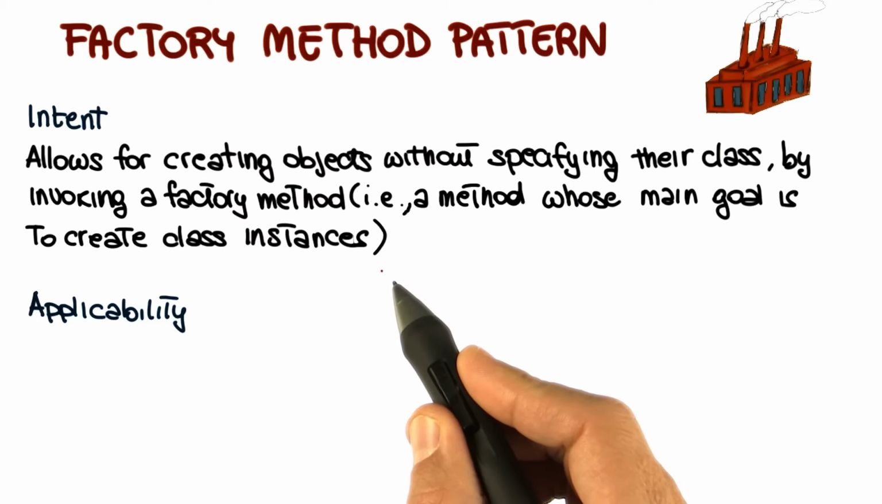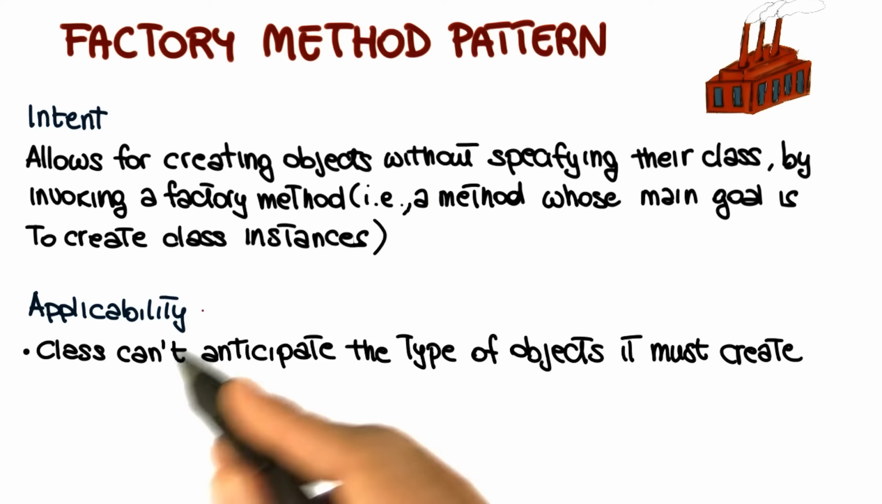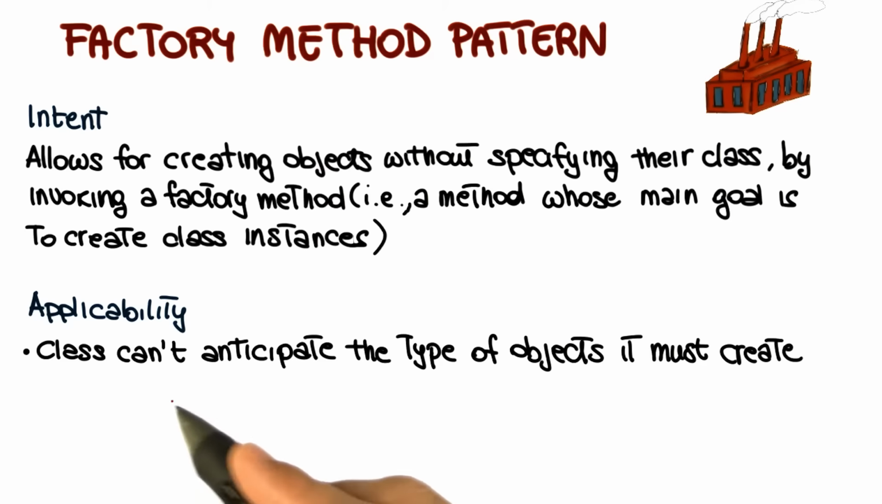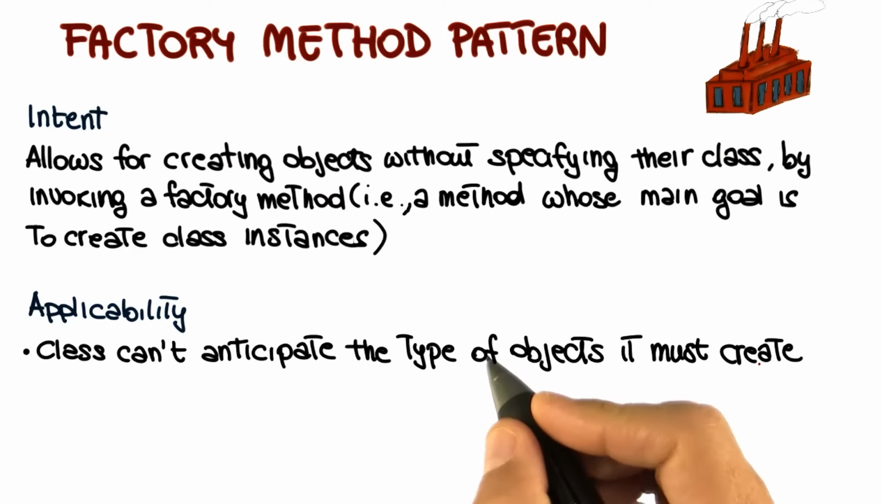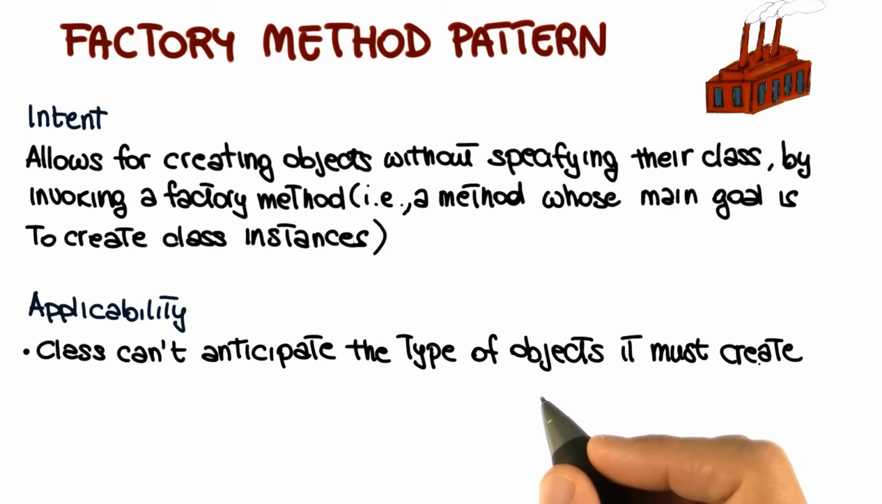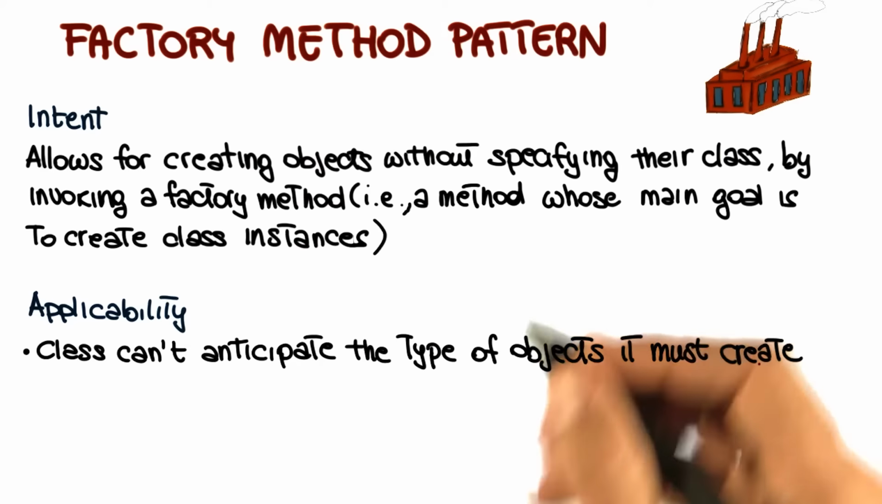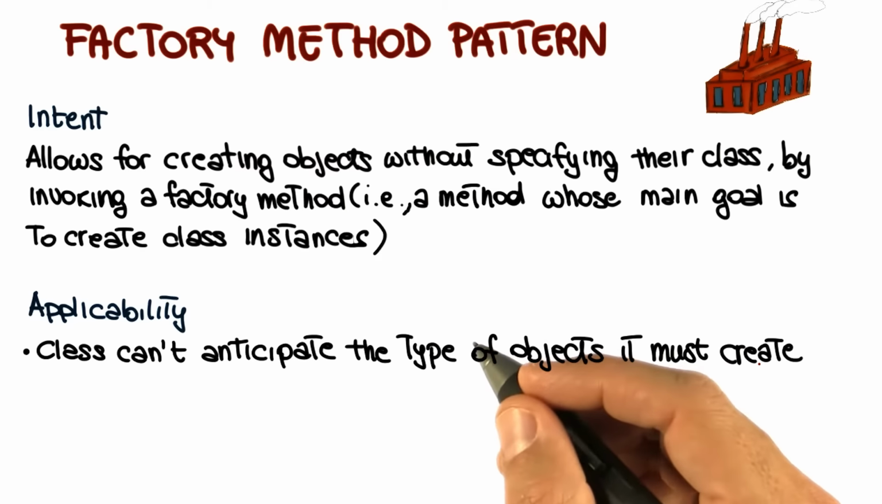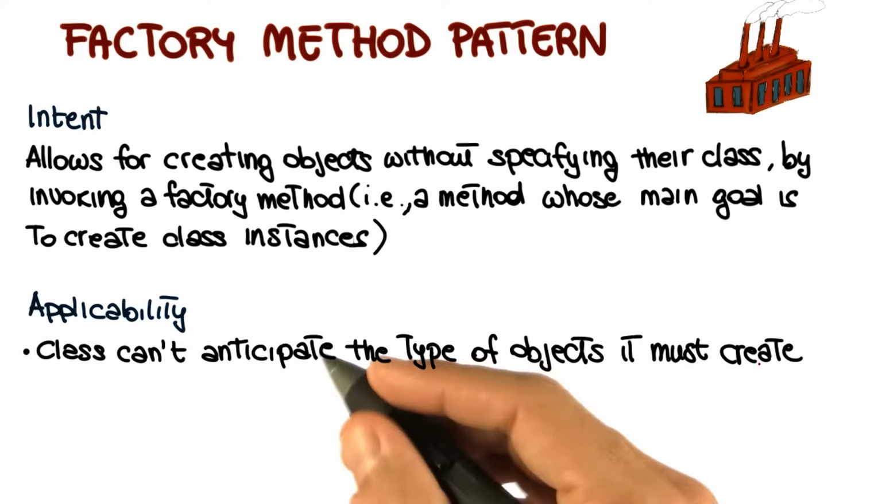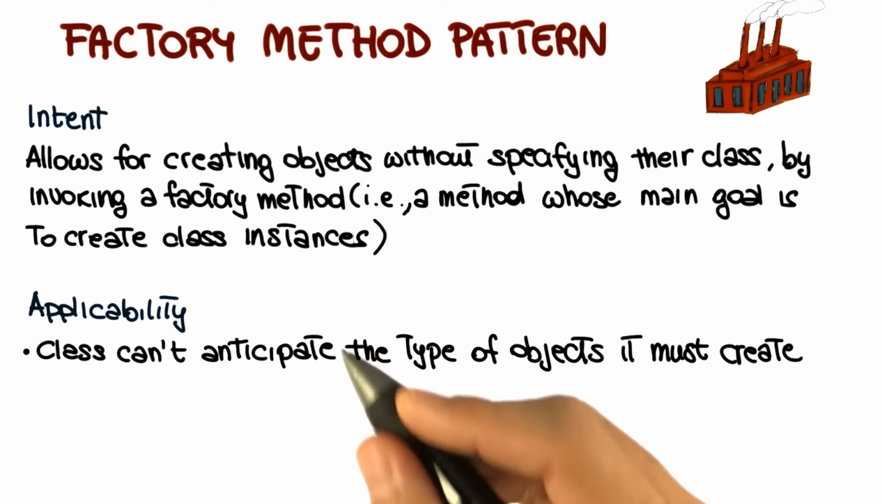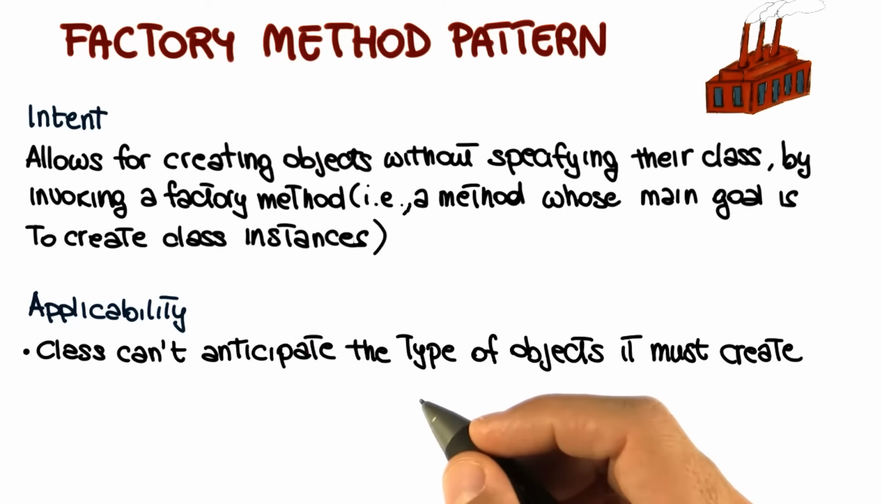So when is this pattern useful? So when is it applicable? For example, it is applicable in cases in which a class cannot anticipate the type of object it must create. That is, the type of an object is not known at compile time. It's not known until the code runs. A typical example of this are frameworks. If you ever used a framework, you will know that normally frameworks only know about interfaces and abstract classes. So the exact type of the objects of these classes is only known at runtime.